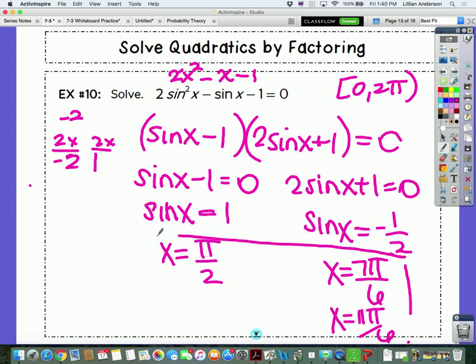And that's because of the restriction, right? Exactly. So when it is restricted, you do not write the plus 2n pi or plus n pi or anything like that. You only provide it within that particular domain. Questions?